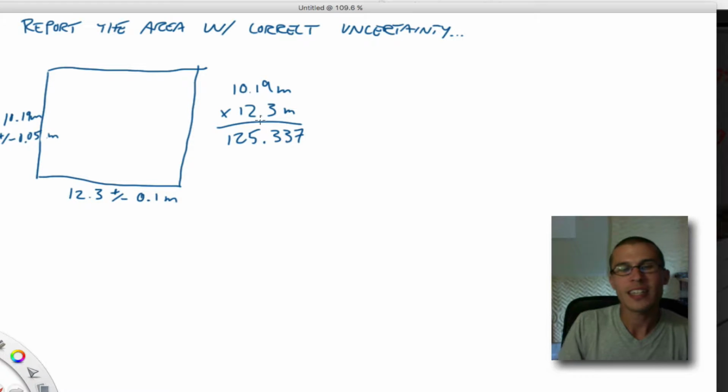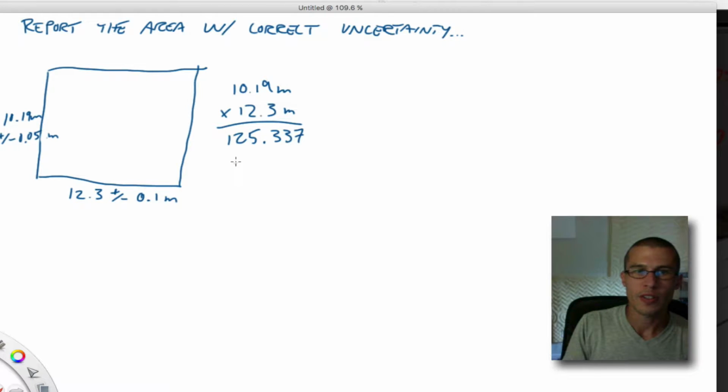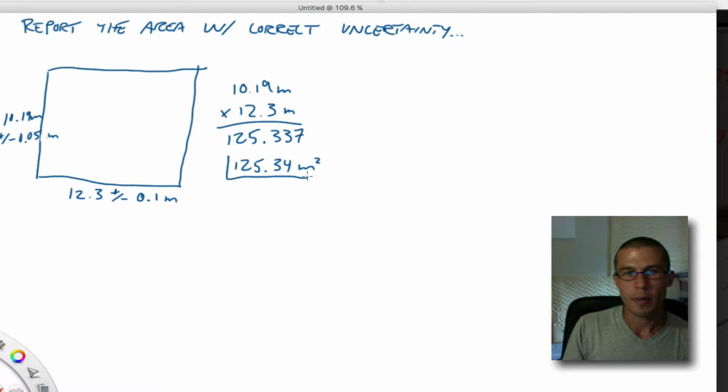I'm going to round this. We haven't talked about sig figs yet, but I'm going to round right now. This was not the best example. I'll just round to 125.34 meters. So that's what I'll use as my area, and that's meters squared because it's area. We multiply meters together. So that's our area.